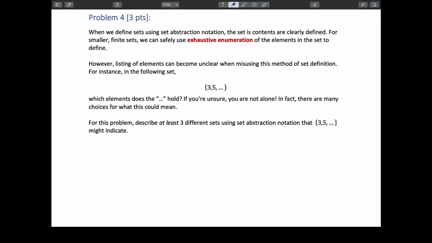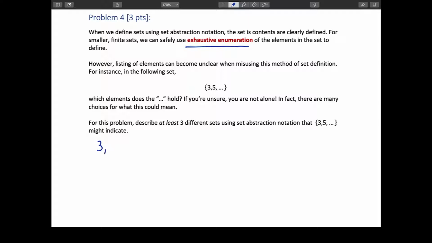Problem 4 is about defining sets using exhaustive enumeration and some of the challenges that provides. So in this example, 3, 5, ... there's some ambiguity. What's the rule there? Is it all the odd prime numbers? Is it the odds? There are several that it could be. So there are a couple ways to think about that.